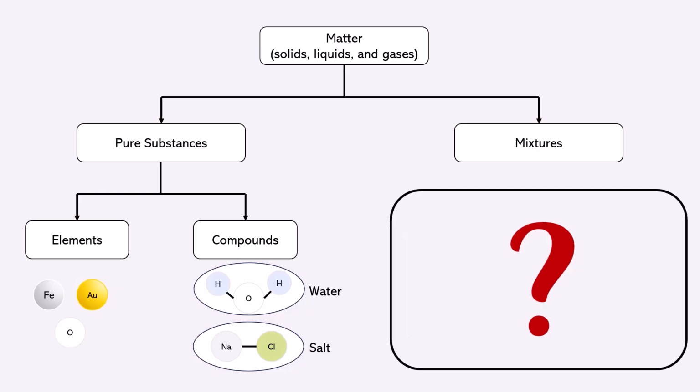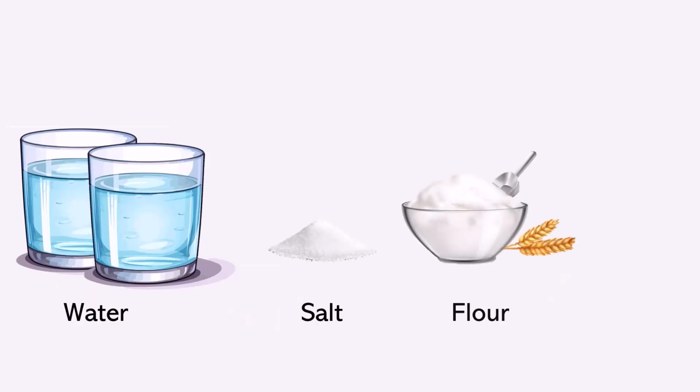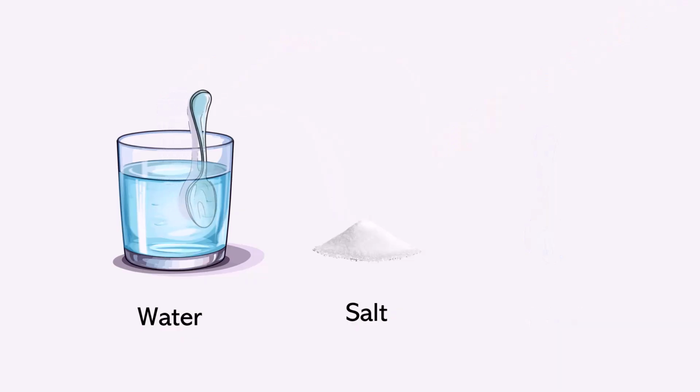Next, let's learn about different types of mixtures by making some of our own. Grab some water, salt, some flour, and a spoon. First, let's make a homogeneous mixture with salt. Pour a pinch of salt into the water and stir. There you go, you've just made a homogeneous mixture.